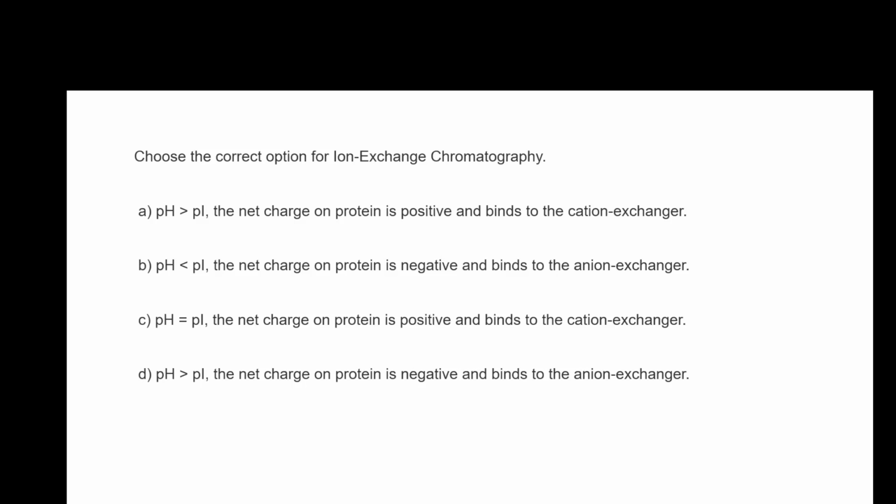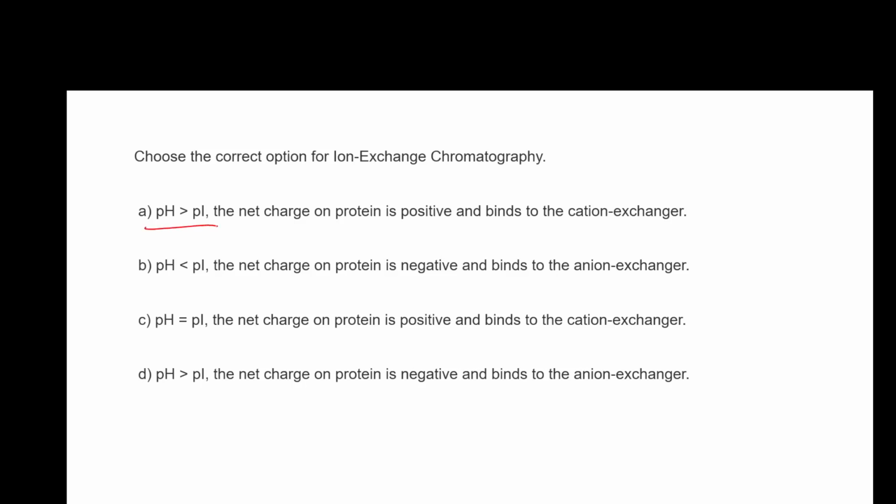So choose the correct option for ion exchange chromatography. There are four options given. I have already told what the concept is, and I would like you to answer. The first option I am reading: pH greater than pI, the net charge on the protein is positive and binds to cation exchanger.